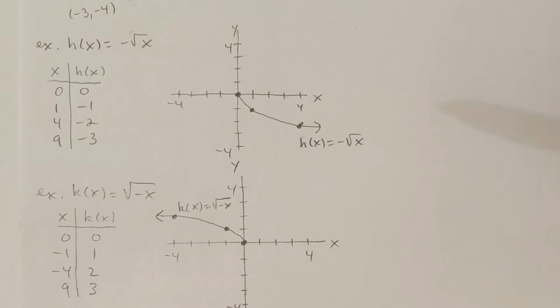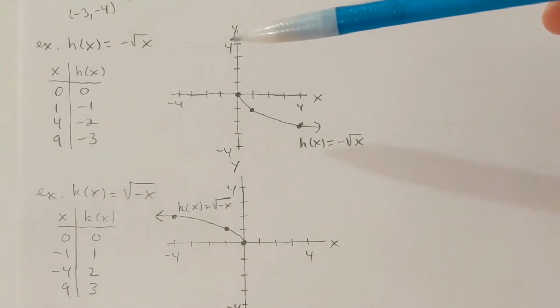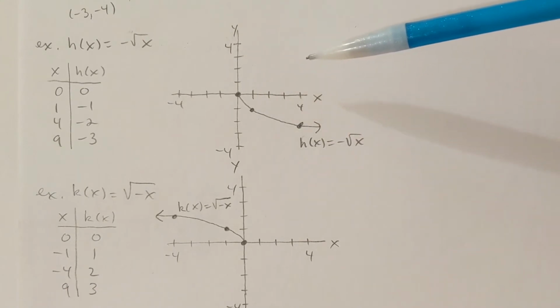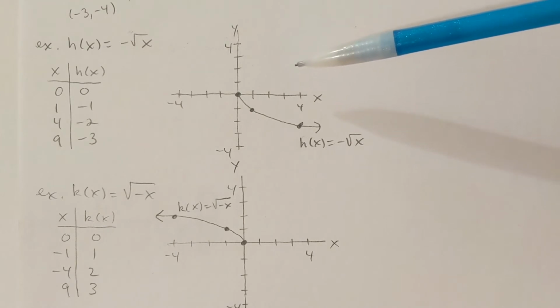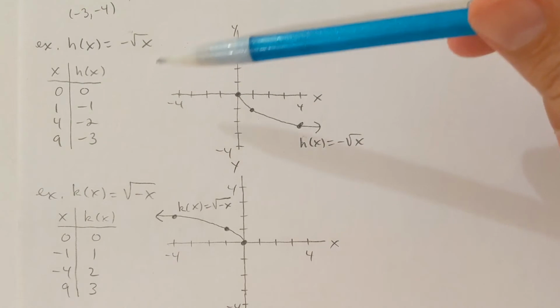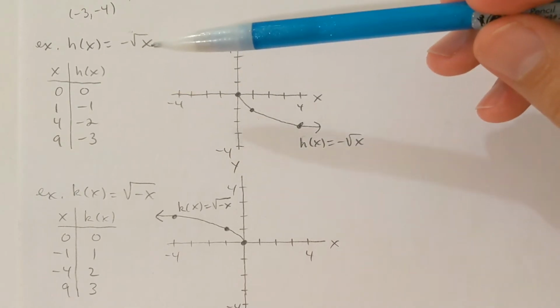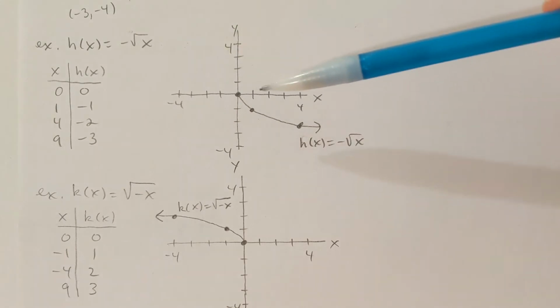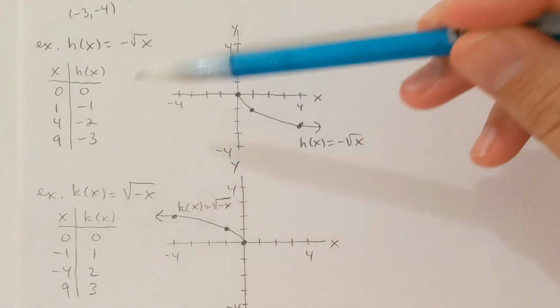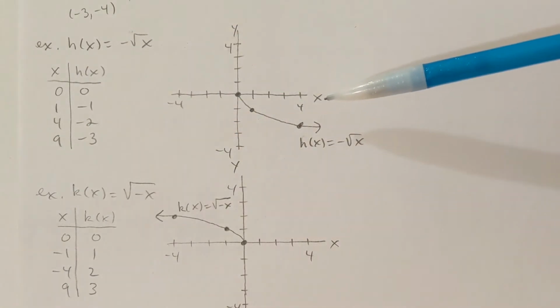Same deal. Suppose that h of x is equal to negative the square root of x. Okay, I know that the square root of x contains (0, 0), (1, 1), (4, 2), and I'm looking at half of a parabola facing outward towards the right in quadrant 1. If x is 0, h is 0. If x is 1, h is -1. If x is 4, -2 is what I get. And if x is 9, -3 is what I get.